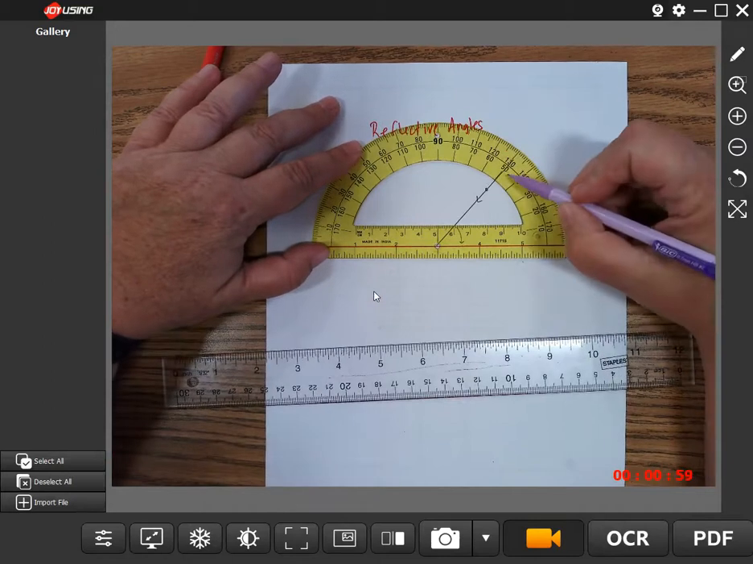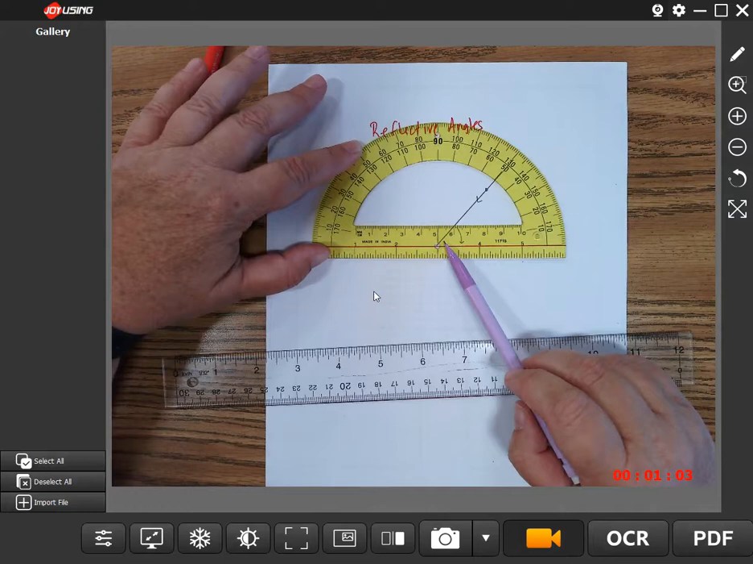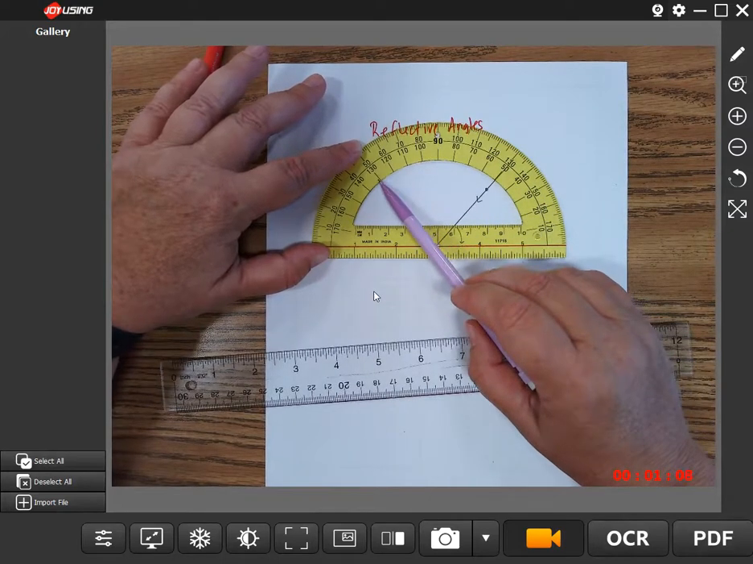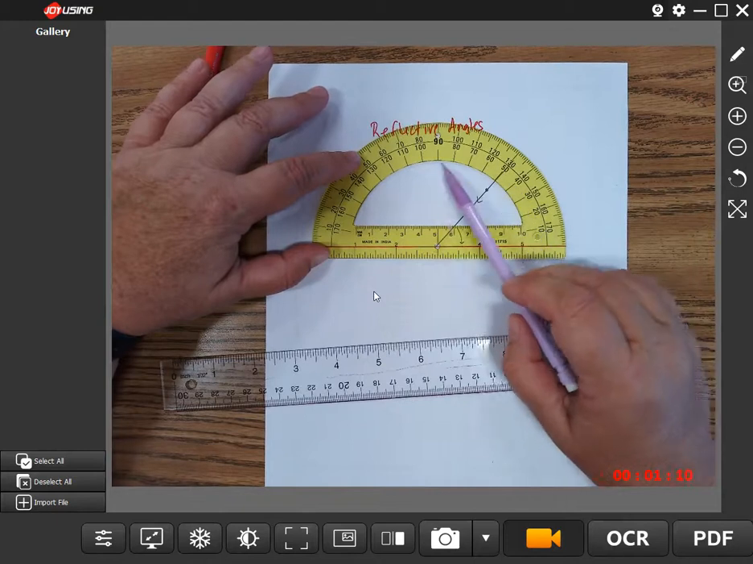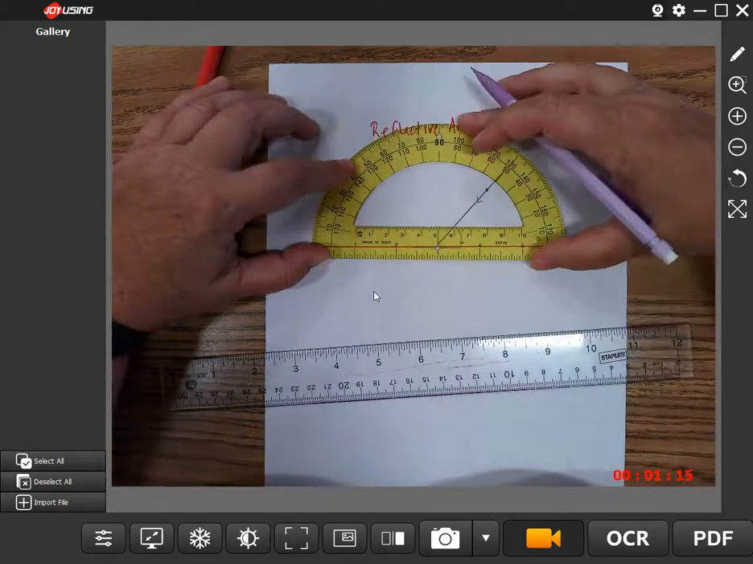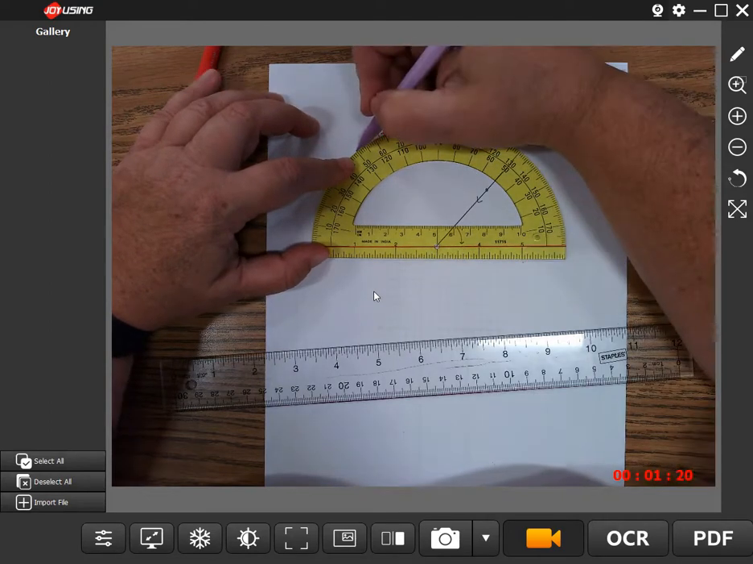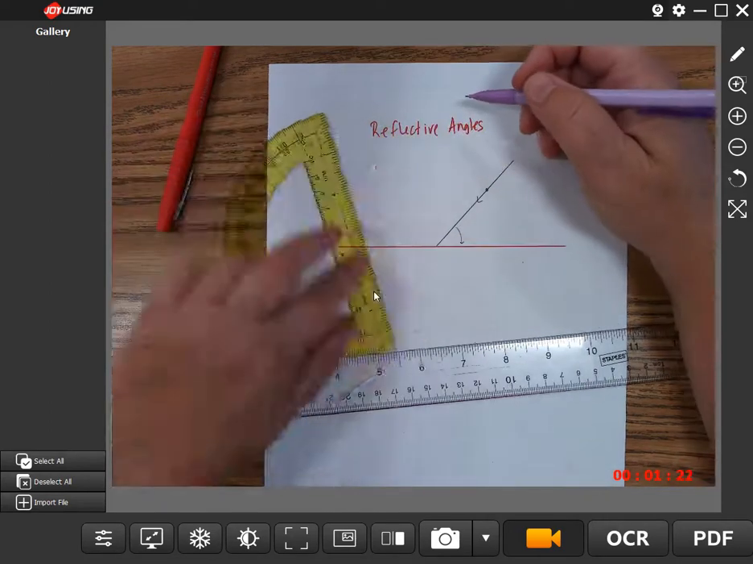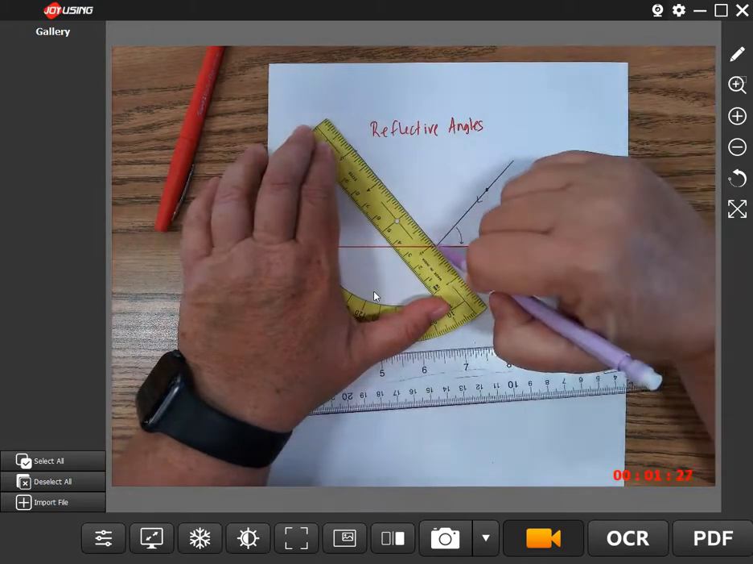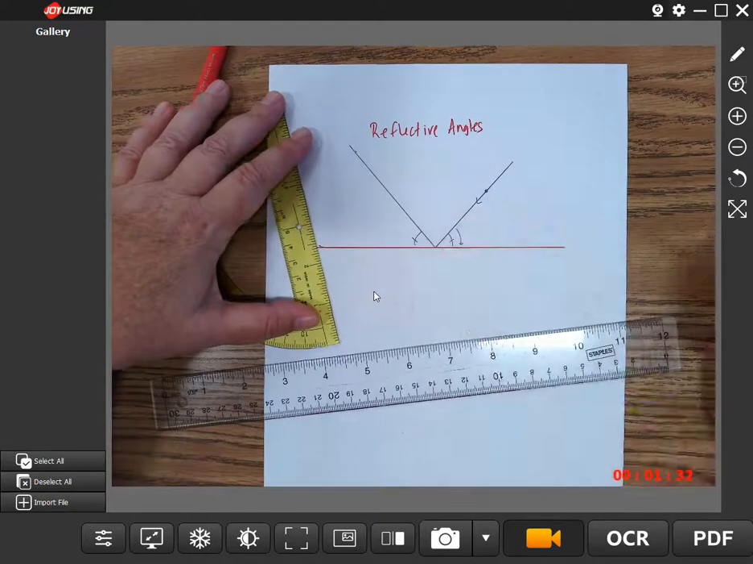It measures almost exactly 50 degrees here. Well, the angle that it bounces out, so if this is 50 here, the angle that it bounces out is also going to be 50. So it goes from 50 on this side of the protractor to 50 on this side. That inward angle and that outward angle end up being the exact same value. So this angle here is congruent to this angle here.